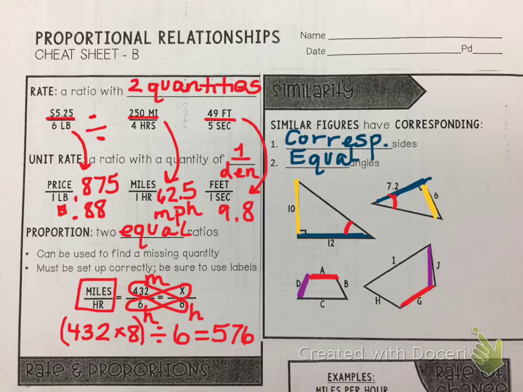So let me show you kind of what I mean by that in general. You might see something like this on the EOG. Trapezoid A, B, C, D is similar, that's what that little squiggle means, to G, H, I, and J. So that means that the order of the letters tells me what matches with what.